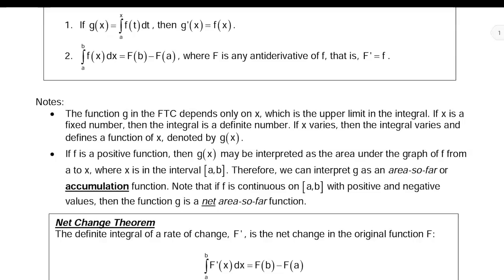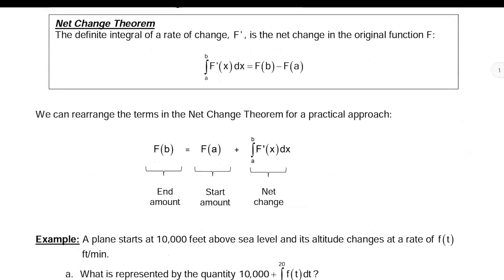Note that if f is continuous on [a, b] with positive and negative values, then the function g is actually a net area so far function. And then we have the net change theorem. The definite integral of a rate of change f prime is the net change in the original function. So this looks like the second part of the fundamental theorem. But let's rearrange these terms and you'll see where it actually looks like a net change theorem.